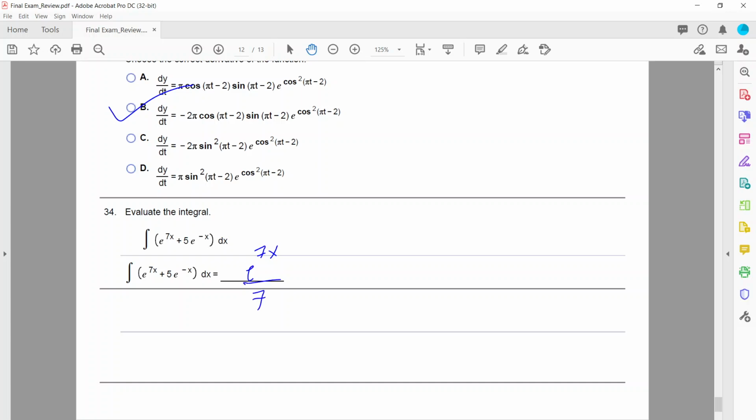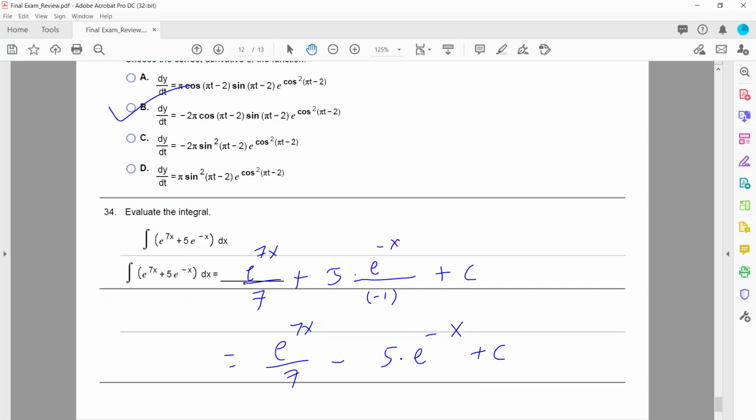7x over 7 plus 5 times the integration of e to the power negative x, which is e to the power negative x over negative 1, because the derivative of e to the power 7x over 7 is e to the power 7x. The derivative of this part is e to the power negative x. So eventually, and then there is a plus c as well. So e to the power 7x over 7 minus 5 times e to the power negative x plus c. Okay, so that's your answer.